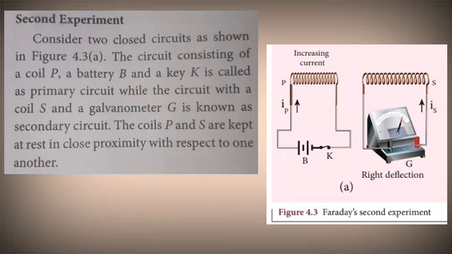A circuit consisting of a coil P (primary), a battery B, and a key K is called the primary circuit, while a circuit holding a coil S and a galvanometer G is known as the secondary circuit. Coils P and S are kept at rest with respect to one another.